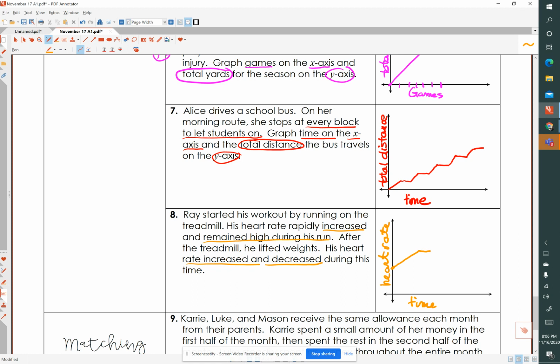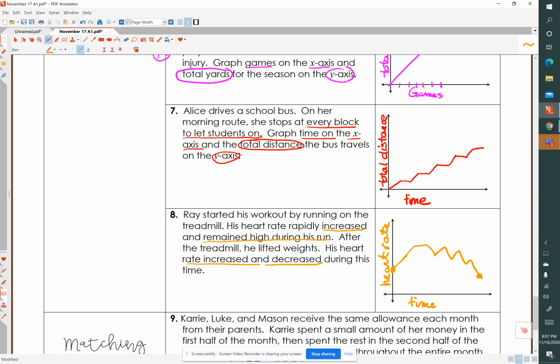Oops. Sometimes these are a little tricky to draw. Okay, let's make it increase rapidly and then kind of remain high during his run. And then he's going to lift weights where his heart rate decreases, increases, decreases, increases, decreases, increases, and finally, eventually, he will get his heart rate back to approximately where it was before he started to exercise. So the beginning and end points should be about the same.